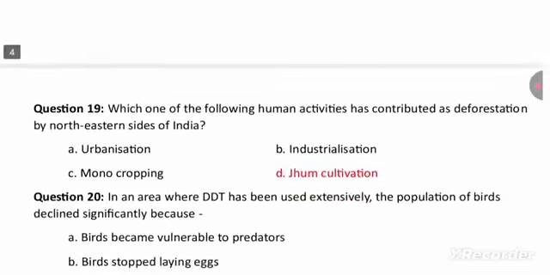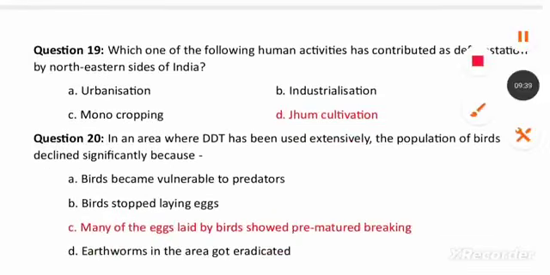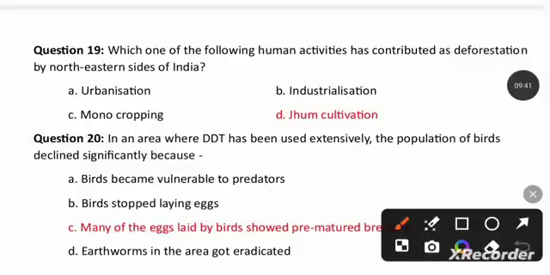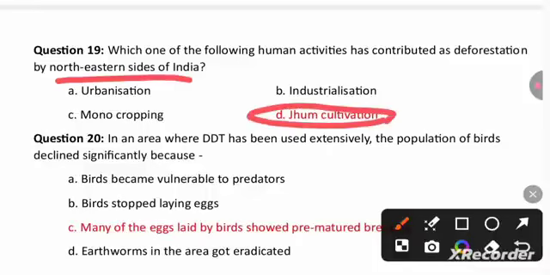In the next question, which one of the following human activities contributed to the deforestation of the northeastern side of India? It is jhum cultivation. In jhum cultivation, a part of the forest is totally utilized for crop cultivation. That is why jhum cultivation is one of the causes of deforestation in northeastern India.